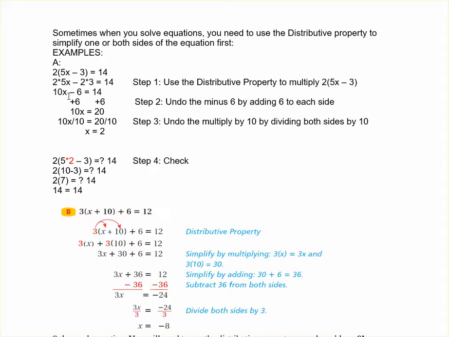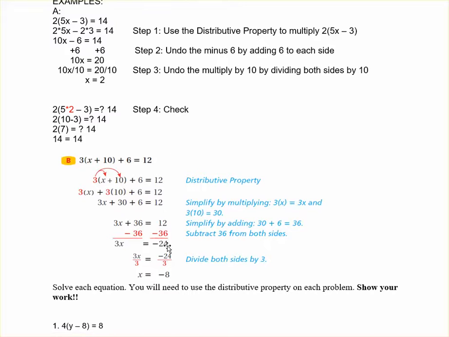So now we have 10x minus 6 equals 14, which is a two-step equation. We solved this the same as we did earlier in this unit. We would undo the minus 6 by adding 6 to both sides, which leaves us with 10x is equal to 14 plus 6 is 20. So now we have 10x equals 20, and then we divide both sides by 10 and get our answer of x equals 2.